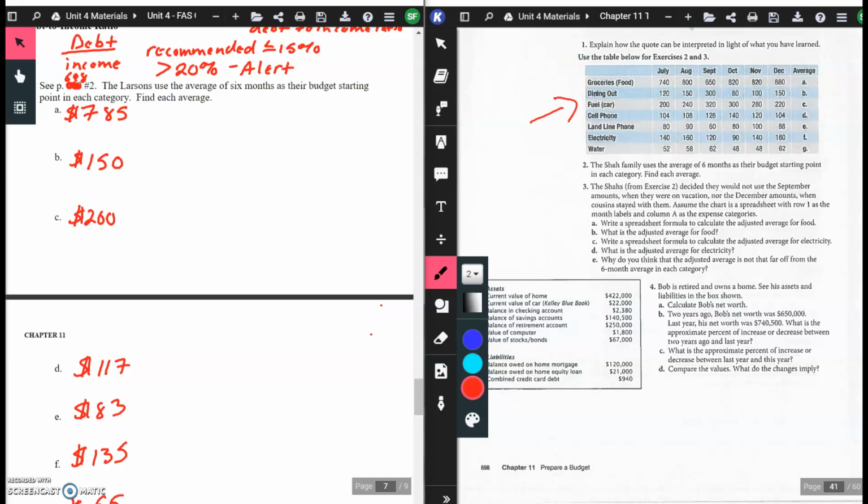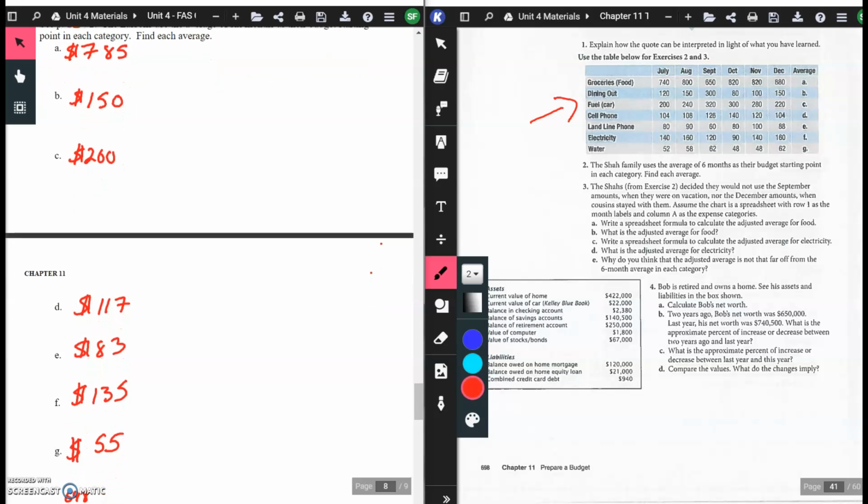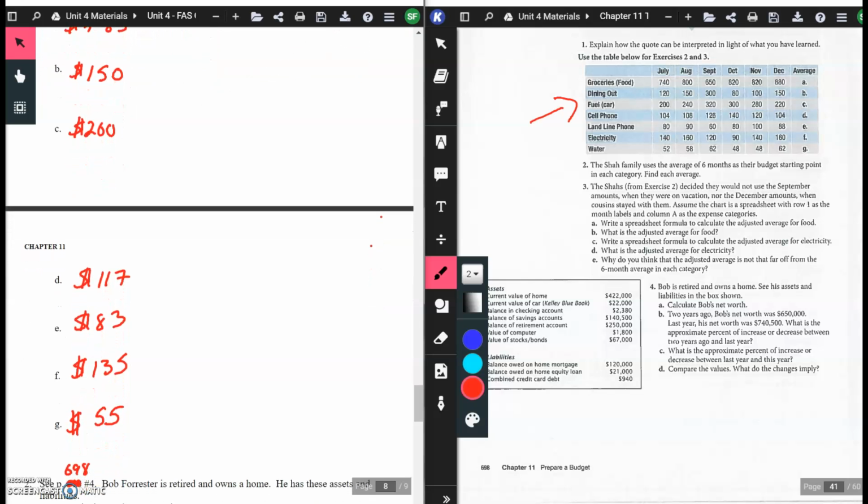C is gas for your car. The average there is $260. Part D is your cell phone. The average payment on your cell phone is $117 per month. Your landline phone, this is your house phone. For part E, that's $83 per month. F would be electricity. The average is $135. And water is part G, the average is $55. So again, add up each month's cost and divide it by the total number of months. In this case, it's 6.